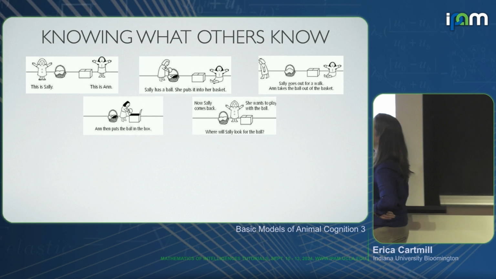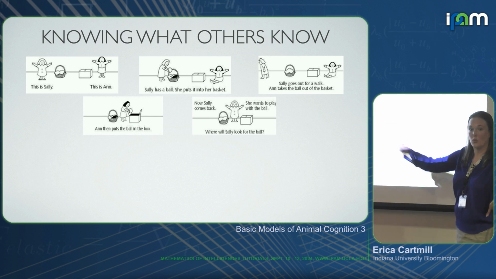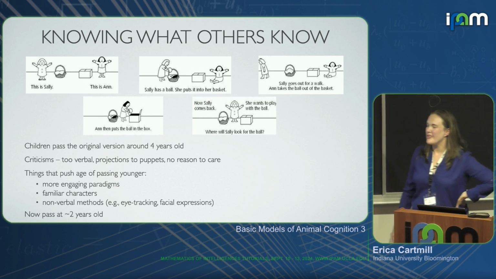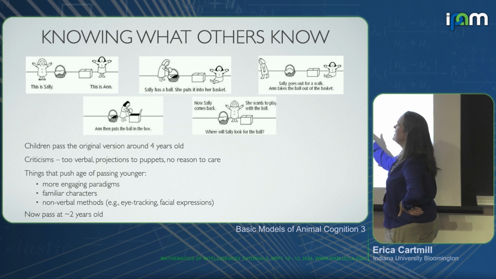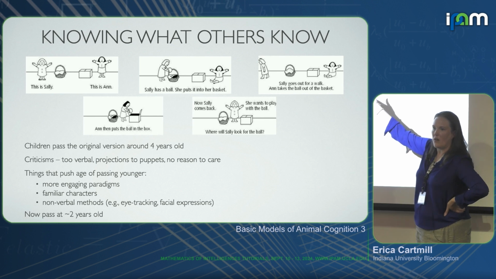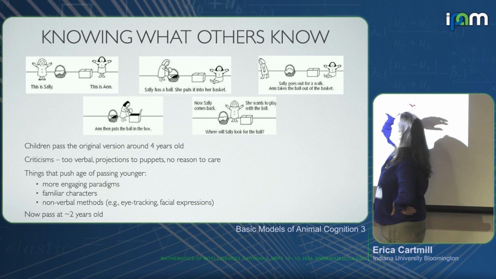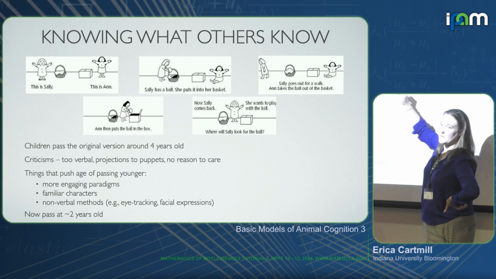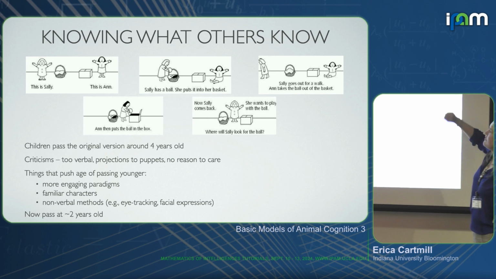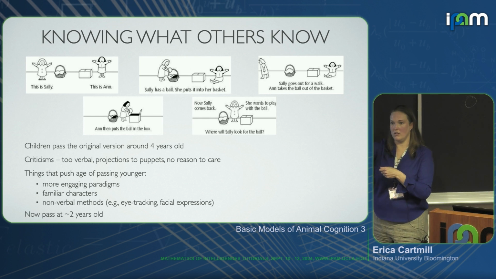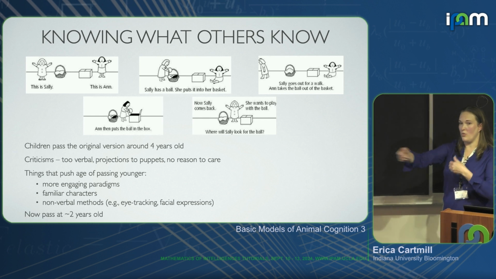In the classic version of the task, it's verbal. You ask the child, where is she going to look for the ball? And in this task, children will pass at around 4 years old. Before 4 years old, they'll say Sally's going to look in the box because that's where the ball is. The child knows the ball's in the box, so they say the ball's in the box. After around 4, children will start to say she'll look in the basket because that's the last place Sally saw it. This is called a false belief task, and it's about understanding that someone else can have a belief about the world that is incorrect and different from the one you have.